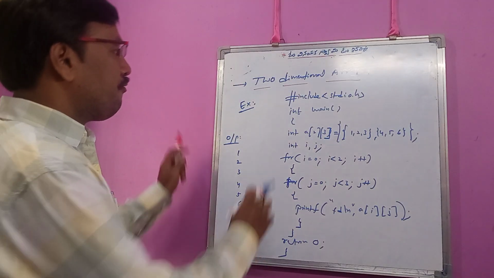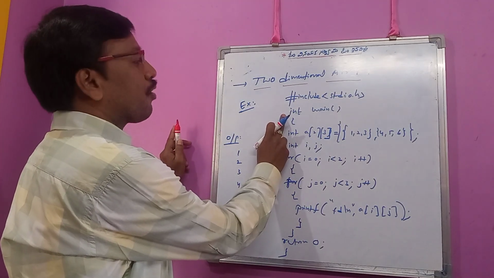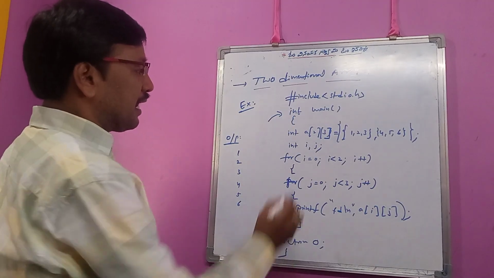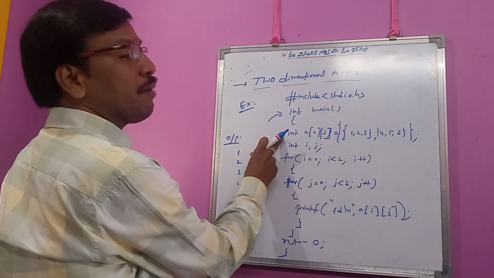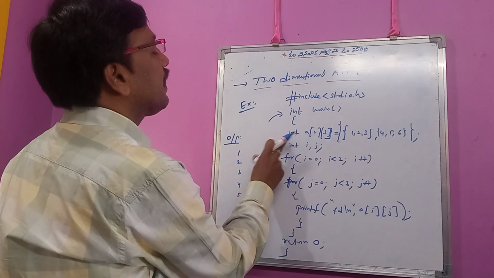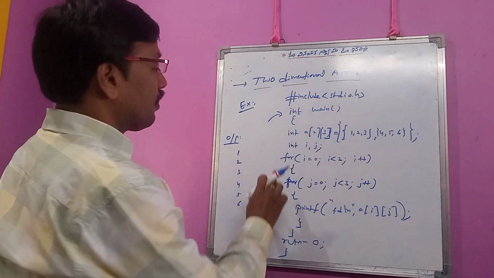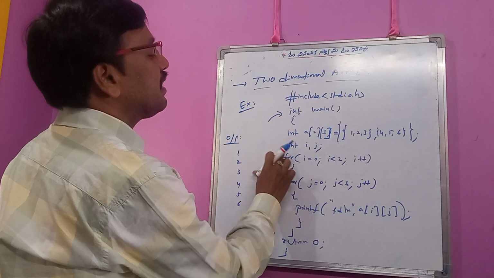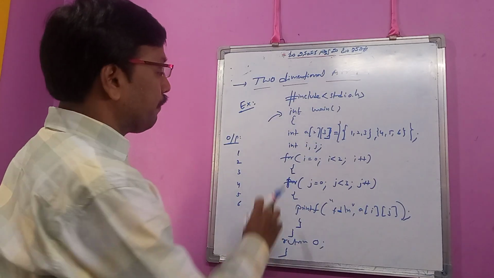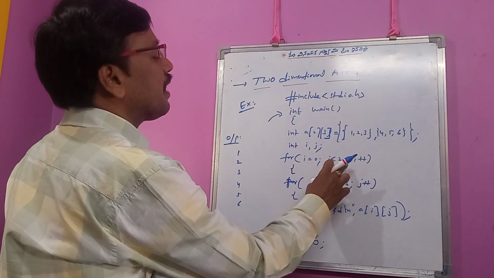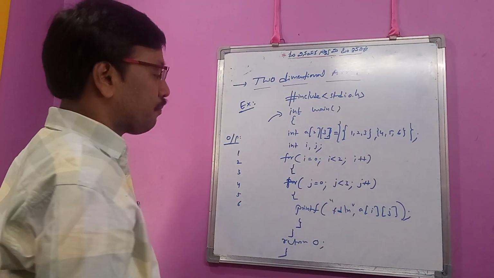Here you can see every execution will start from main, open brace. Here you can see the initialization of a two-dimensional array: a of 2, 3, that is 2 rows and 3 columns. Here you can see the declaration int i, j, semicolon. Here using a for loop, i equal to 0 semicolon, i less than 2 semicolon, i plus plus.